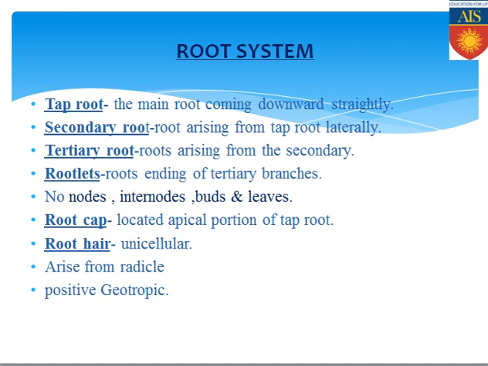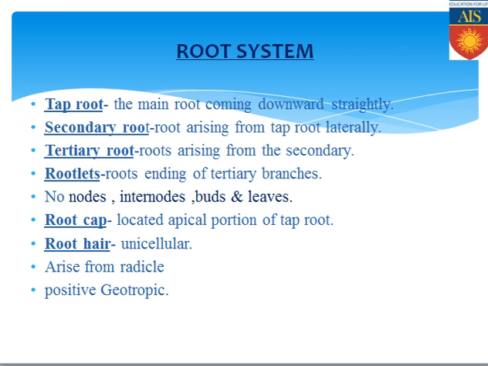From the surface of the primary root, several roots arise laterally, and those are commonly known as secondary roots. From the surface of the secondary roots, many roots again arise, and those are considered tertiary roots. From the surface of the tertiary roots, some small roots arise, and those are commonly known as rootlets. If you study the root structure, you can't see any node, internode, bud or leaf-like structure on the root or rootlet surface.